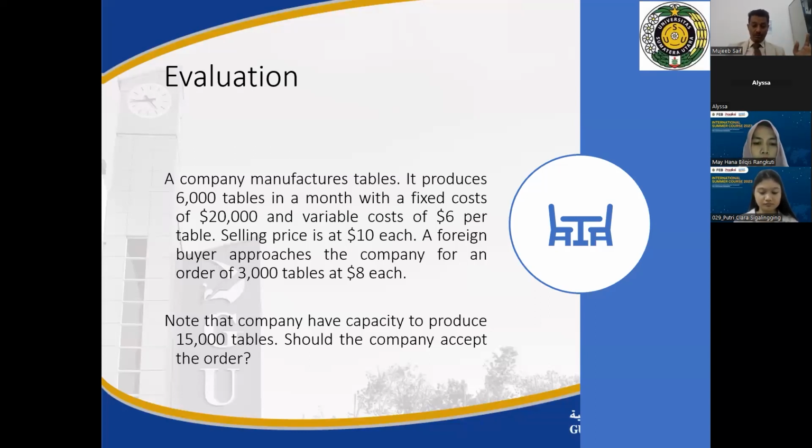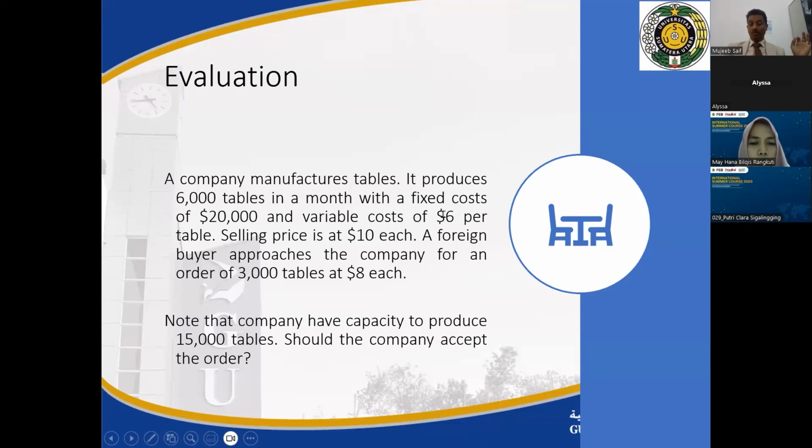So in this situation, if you want to prepare a report, before you decide whether to accept or not, you should first of all consider only the variable cost.